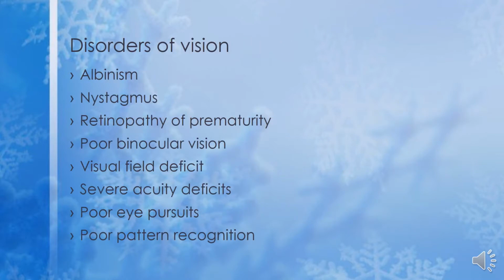Some of the disorders of vision you might find in your practice, one is albinism, or being an albino. Albinism is actually a diagnosis of the eye. It is a visual diagnosis, even though what people see is the lack of pigment in people's skin and hair and the retina of the eye, or the colored part of the eye. They see that as the first outward sign.